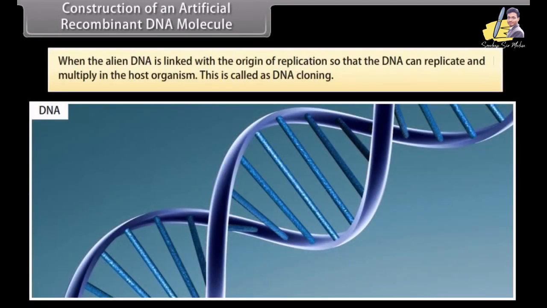Construction of an artificial recombinant DNA molecule. When the alien DNA is linked with the origin of replication so that the DNA can replicate and multiply in the host organism, this is called DNA cloning.